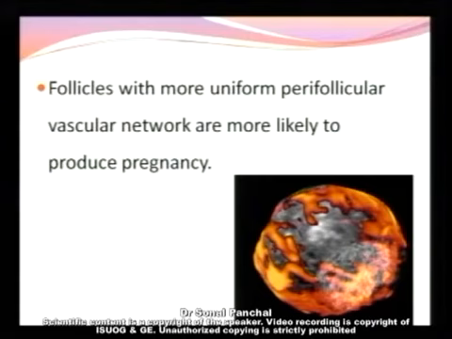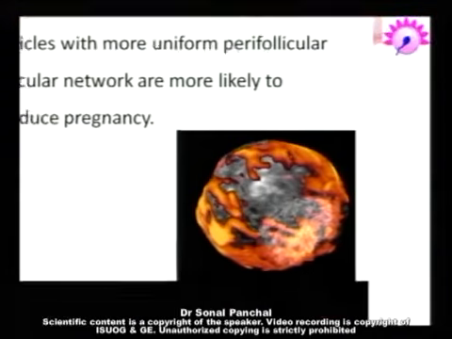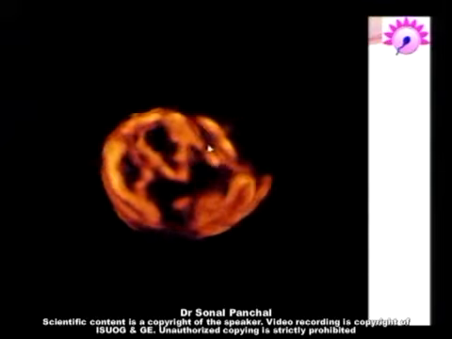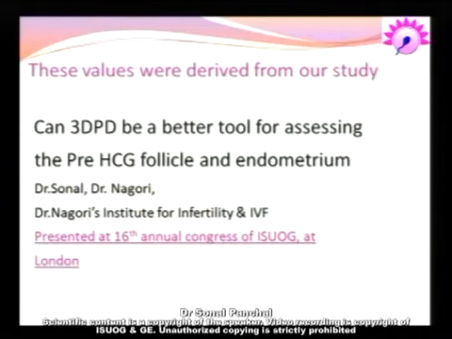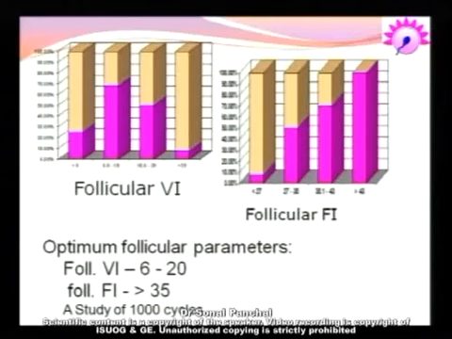Follicles with more uniform perifollicular vascular network are more likely to produce pregnancy. That means they are more likely to give you better quality oocytes. And therefore, even a subjective picture of the follicular vascularity would help you assess better the oocyte quality that you are going to get. But we have also found out quantitative values for this, and our values say that the follicular volume of between 3 and 7.5, VI of between 6 and 20, and FI of more than 35 would be very helpful to increase your pregnancy rates apart from your 2D and the color Doppler parameters. And this was based on a study of more than 1,000 cycles.